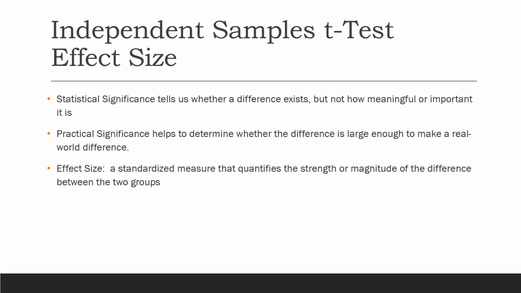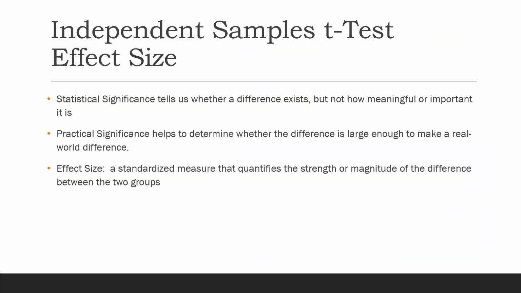When we conduct an independent samples or a two sample t-test, we're evaluating statistical significance, right? Statistical significance tells us whether a difference exists or not. Is this difference large enough to rule out chance? Even in cases where there is statistical significance, it doesn't mean that there is also practical or meaningful significance. Statistical significance doesn't tell us how important the differences in those two groups are.